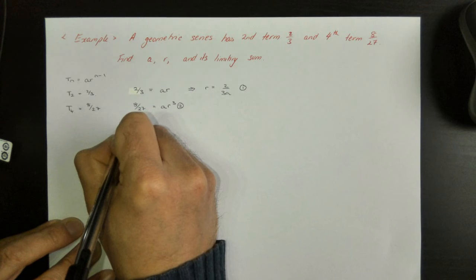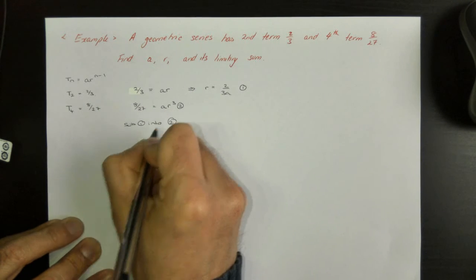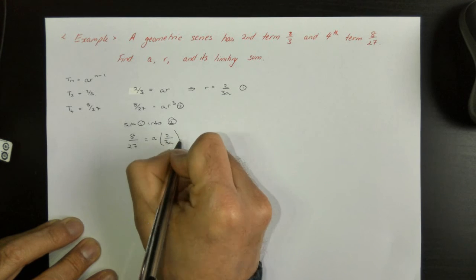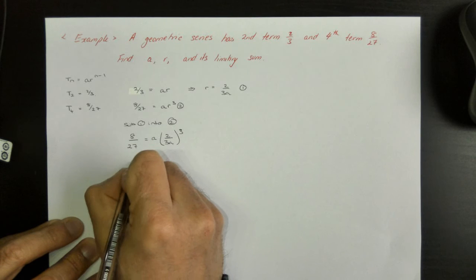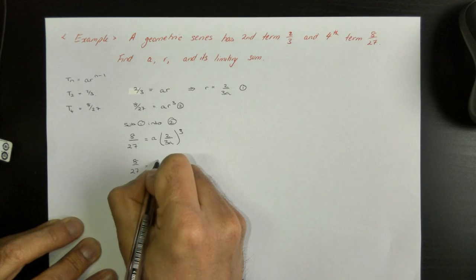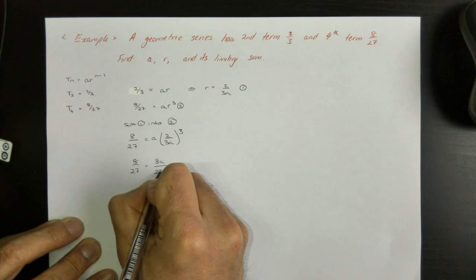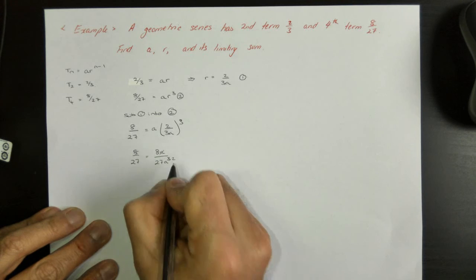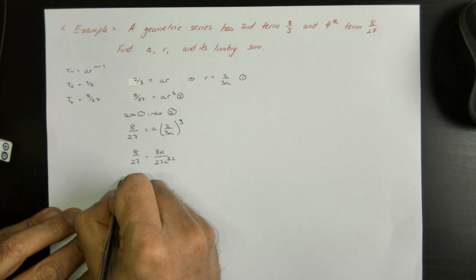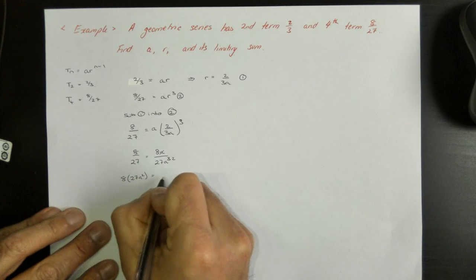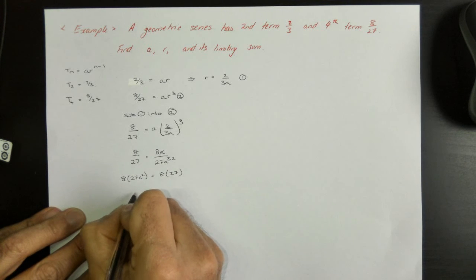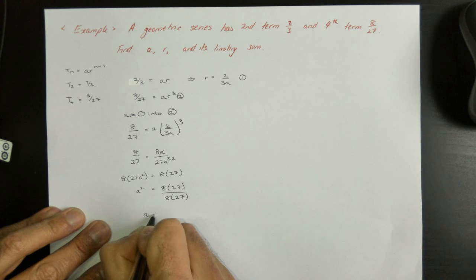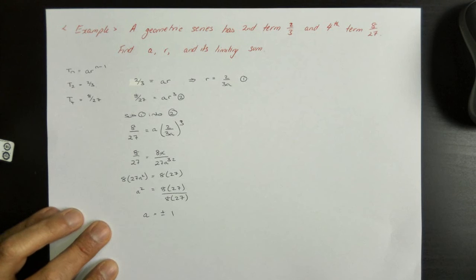And I'm going to just sub that into the second one. So 8 over 27 is equal to a, r is 2 over 3a, cubed. So that is, 2 cubed is 8, 3 cubed is 27 a cubed. Cancelling out that a, leaving me 2, so cross multiplying, a squared equals 8 over 27 divided by 8 over 27, which is 1. So the square root of 1 is plus or minus 1. So a is plus or minus 1.